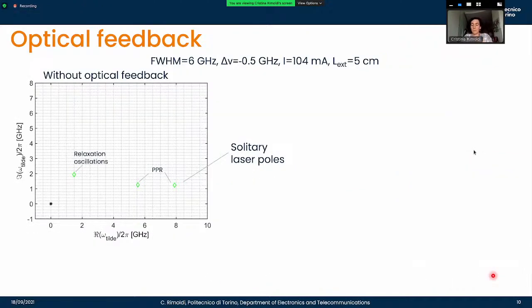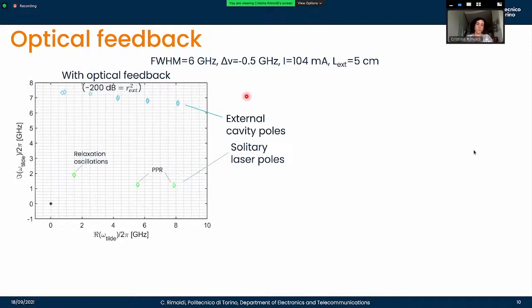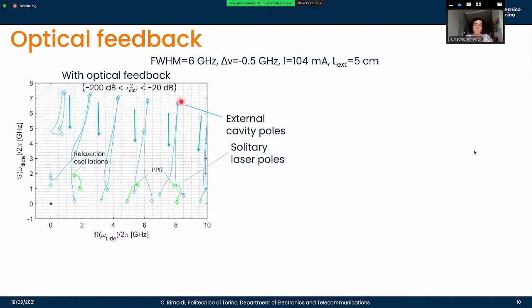Now we want to see what is the effect of introducing optical feedback in one of these stable cases. So we put ourselves in this condition, in this parametric condition here. And this is the picture of the solitary laser pulse in absence of optical feedback. When we introduce optical feedback with a very low value of external reflectivity, this implies the emergence of this external cavity pulse. And if we slowly increase the external reflectivity, we can observe that this external cavity pulse pushes down on the solitary laser pulse.